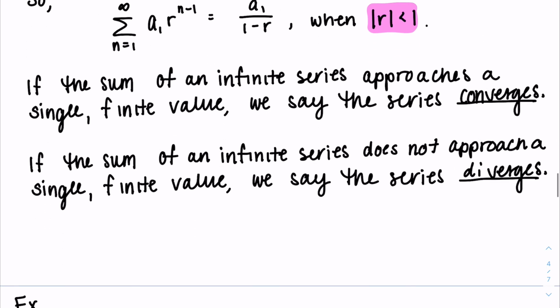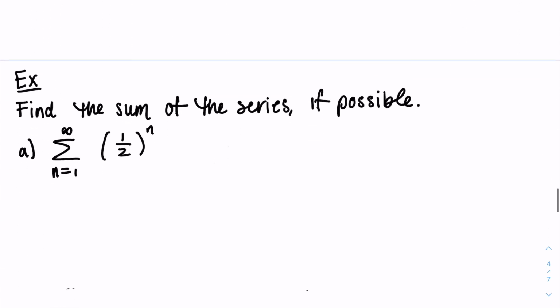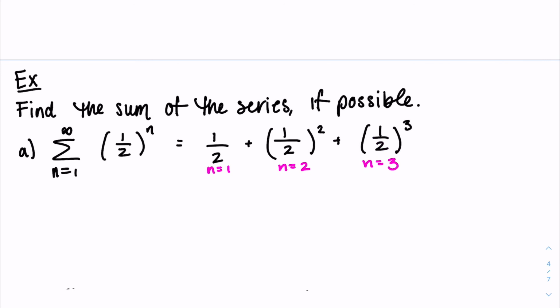Okay. So let's look at 2 examples. Let's find the sum of the series if possible. We want to see what this geometric series is, and all we need is the common ratio and that first term, because this is going to infinity. So let's plug in a few values of n just to see what a1 and r are. When you plug in n equals 1, you get a half. Then you get a half squared, a half to the third. So this is a half plus a fourth plus an eighth, and it continues on forever.